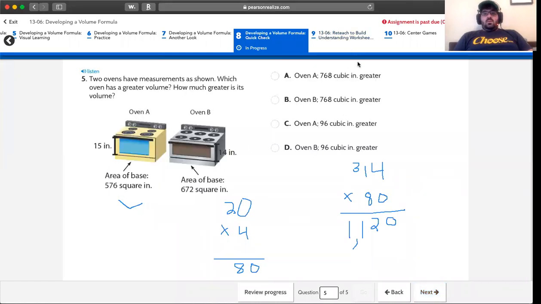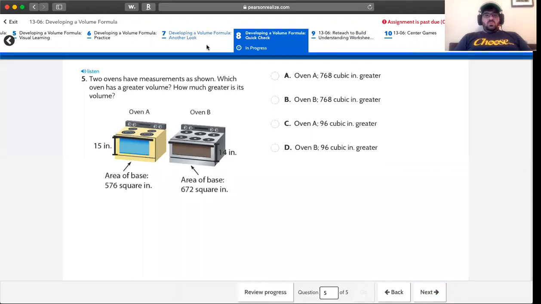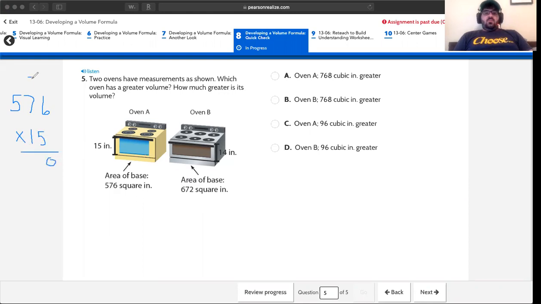And question 5. 2 ovens have measurements as shown below. Which oven has a greater volume? How much greater? So this one's 576 times 15. Let's do the math real quick. 5 times 6 is 30, write the 0, carry the 3. 5 times 7 is 35, plus 3 is 38, write the 8, carry the 3. 5 times 5 is 25, plus 3 is 28.